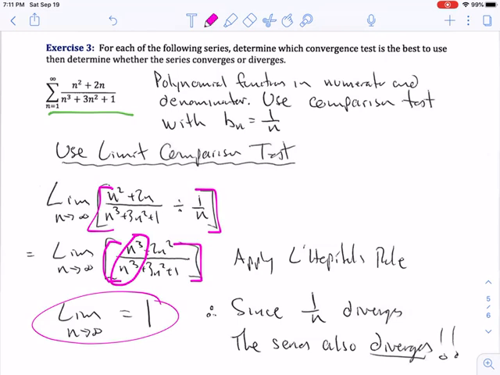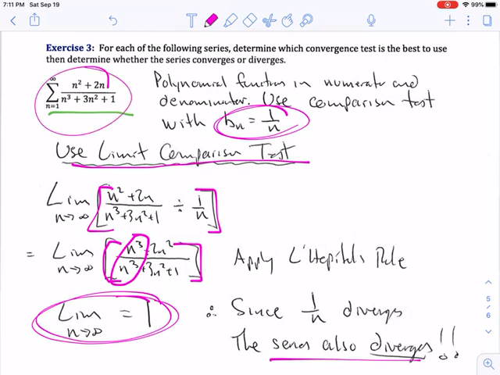So remember what the limit comparison test says. If the limit exists, then both series either converge or both series diverge. Since we know that this is a diverging harmonic series, the series that we are looking at right here also diverges. So this is a good one for the limit comparison test.